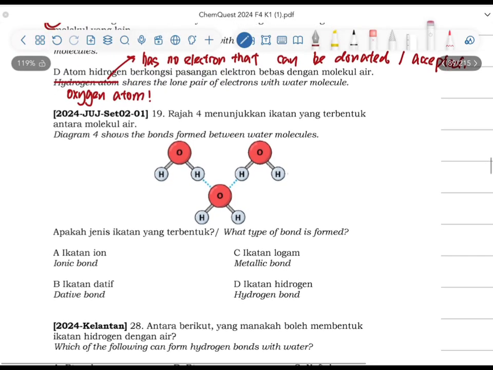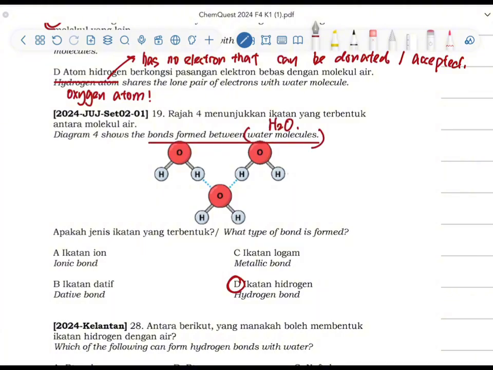Okay, next. The answer would definitely be D, hydrogen bond, because this is the bond formed between the water molecules, H2O.